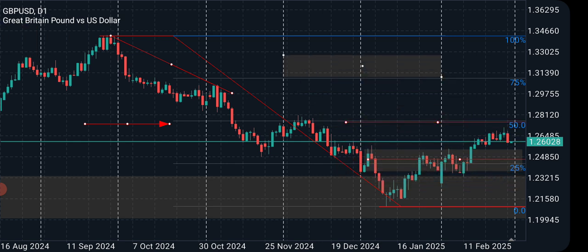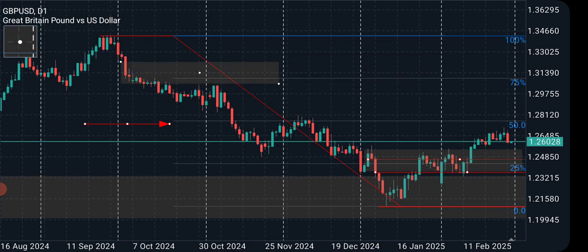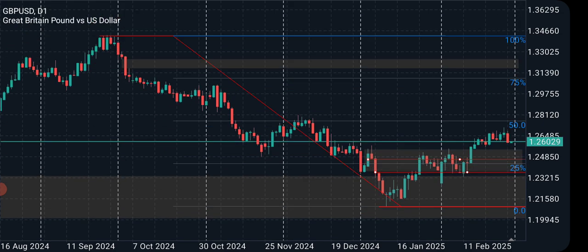Let me return this to clear this. Then we have this fair value gap in premium above the 75 DRT level. So this is basically what I'm looking at with GBPUSD, my forecast going in.